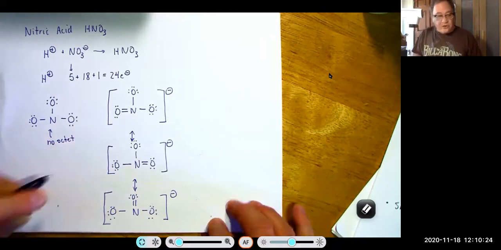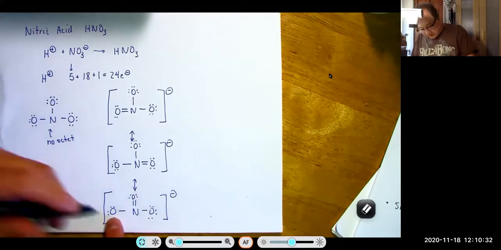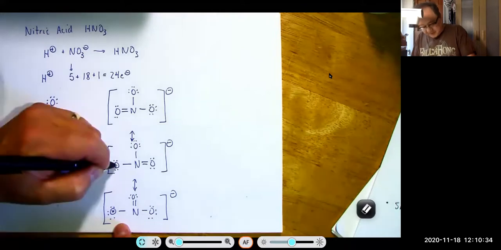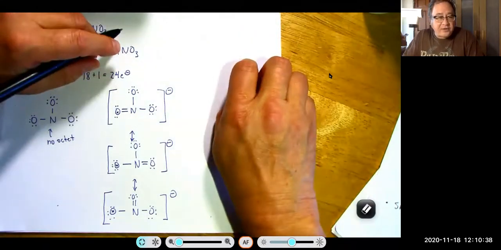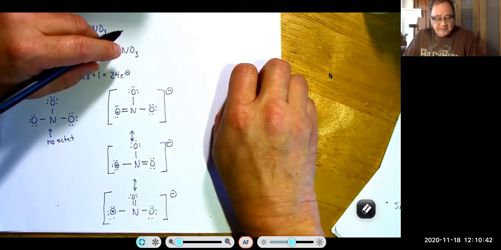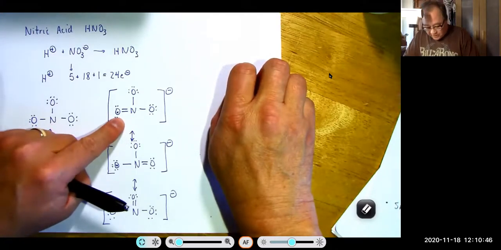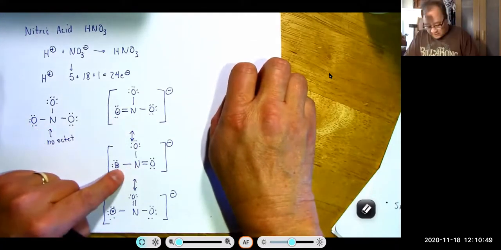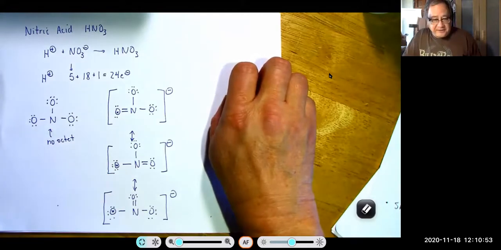And here is the third equivalent resonance structure where the double bond is to the oxygen up above and a single bond here. So again, this oxygen here, which I'm going to put a little X inside of it, is exactly the same oxygen in all three structures. And it turns out that you don't have a double bond between this nitrogen and this oxygen, and you don't have a single bond. You have an average of all of these.